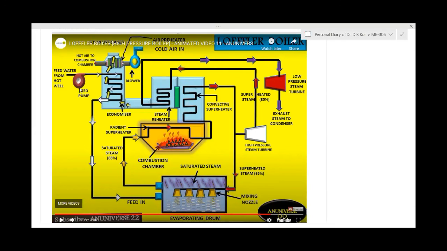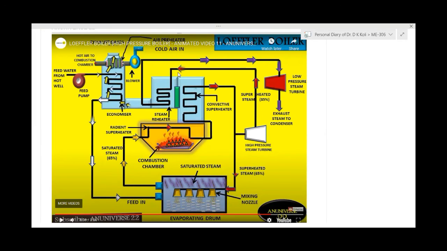You can see here, this is the feed pump, then this is our economizer section. The water will come here, it will enter. Here you can see the formation of the evaporation here, the mixing nozzles are there, combustion chamber, and the steam, the percentage also given here, 65%. Here, 35% this will go after passing through the HP turbine, high pressure steam turbine.